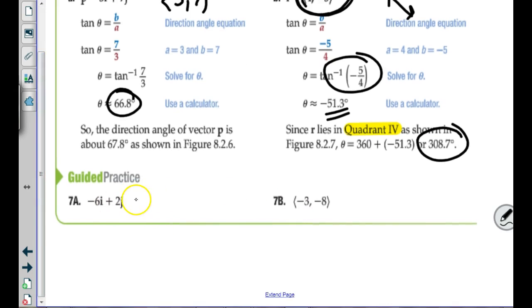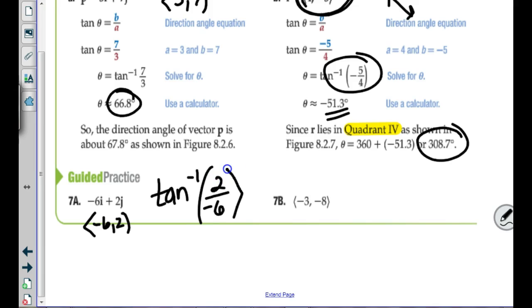Can we just do these two and then we'll do the one on your worksheet? What would you type? Inverse tangent what? I didn't bother to write it out, but it would be -6, 2. So we'd put 2 over -6. What quadrant is that in, guys? -6, 2 is in quadrant 2. So we need an angle that goes into quadrant 2. But when we type that on our calculator, the calculator doesn't know any better, and it gives us -18 degrees.